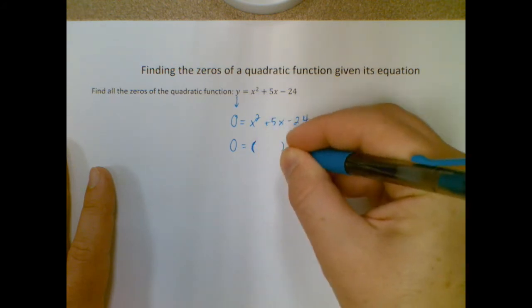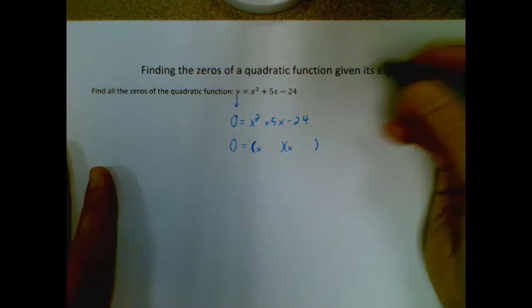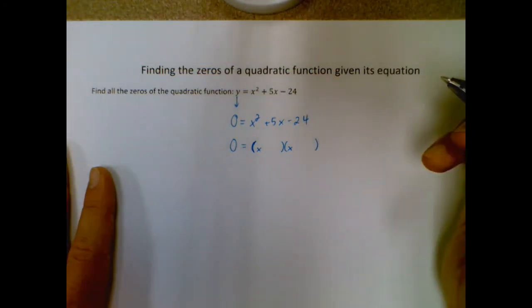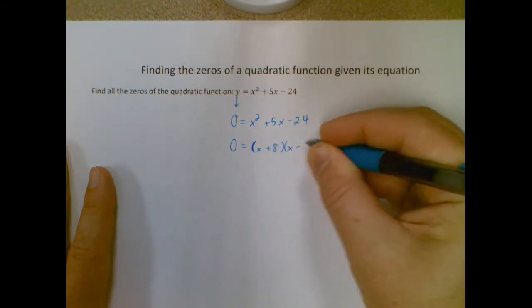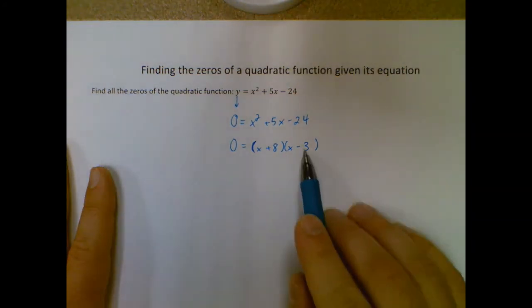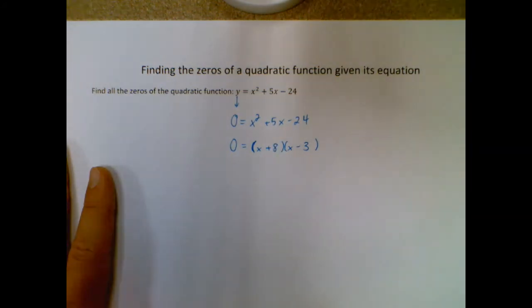Okay, so let me get my parentheses down here. I know it's x and x because that's how you get x squared. And the two numbers I believe I'm looking for are positive 8 and negative 3. So plus 8 minus 3. So 8 times negative 3 is negative 24. 8 plus negative 3 is positive 5, so those should work for me.